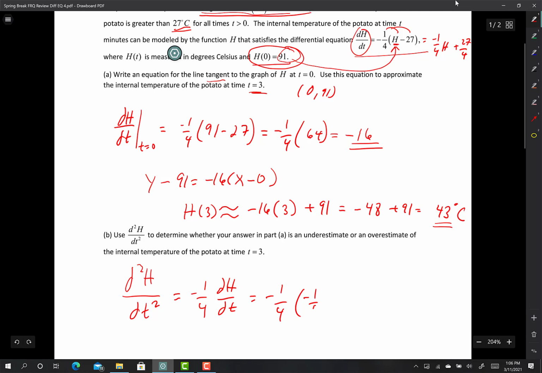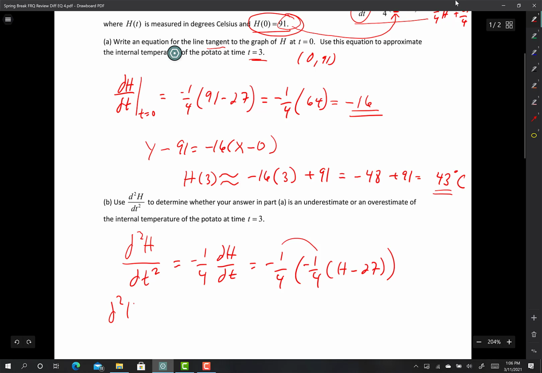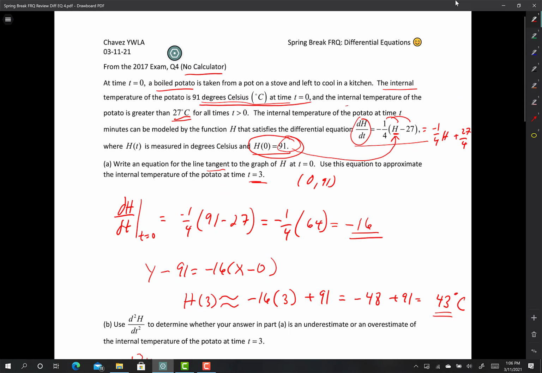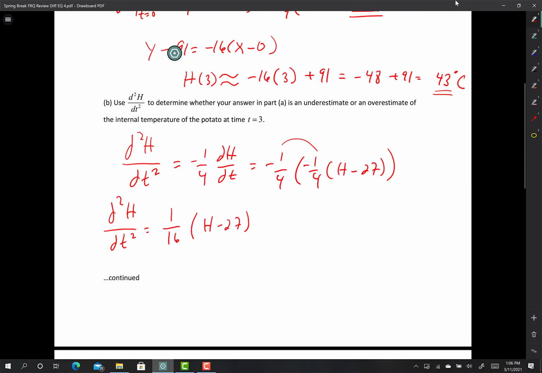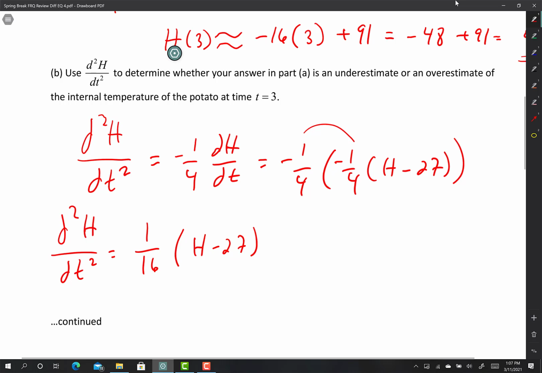dh dt was negative 1/4 h minus 27, close. Negative times the negative is a positive. So let's see, second derivative is equal to a positive 1/16 h minus 27. Now they did give us some message. The internal temperature of the potato is greater than 27 degrees. So h is going to be larger than 27 all the time. H is always larger than 27. So because of that, the second derivative will always be positive.